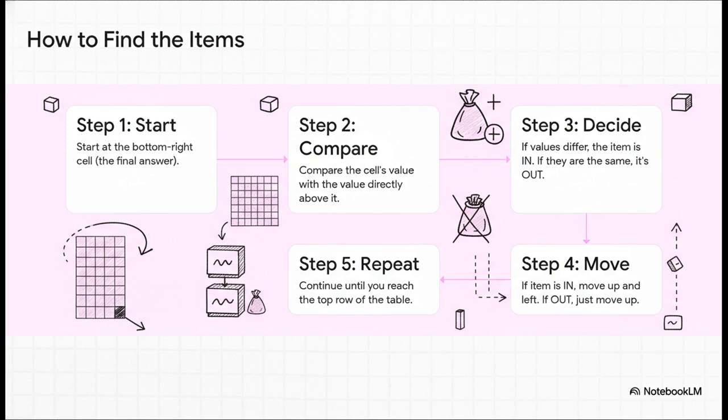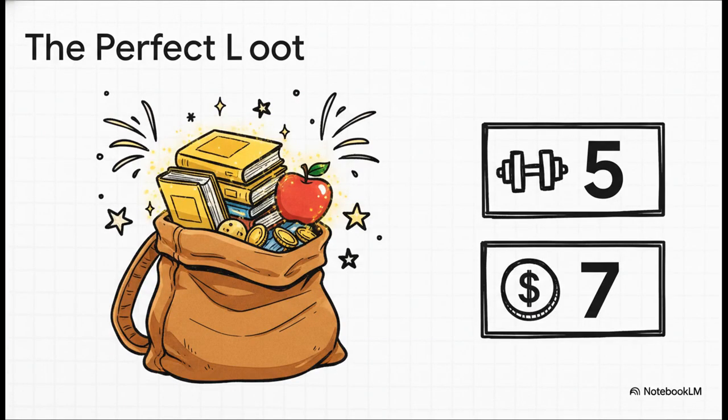First, you compare its value to the cell right above it. If the numbers are different, that means the item for this row was crucial. It was included. So you add it to your loot list. If the numbers are the same, it means this item wasn't included, so you just move on. You repeat this process, moving up the grid until you get all the way back to the top.